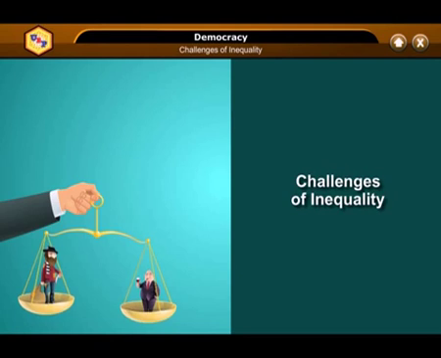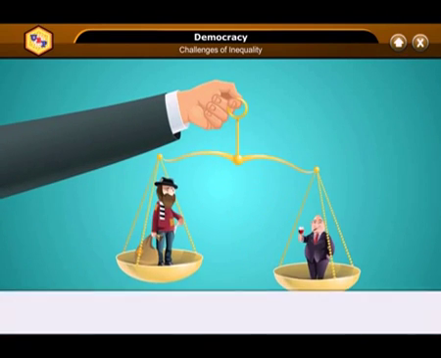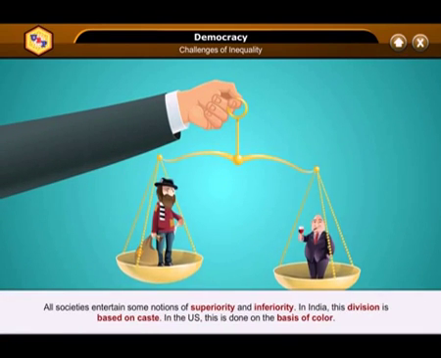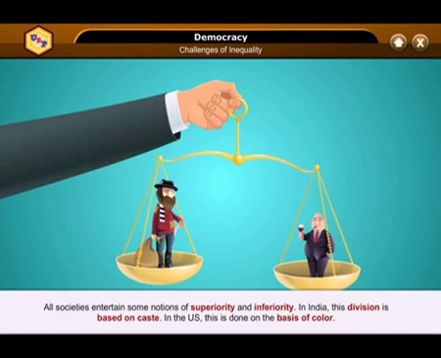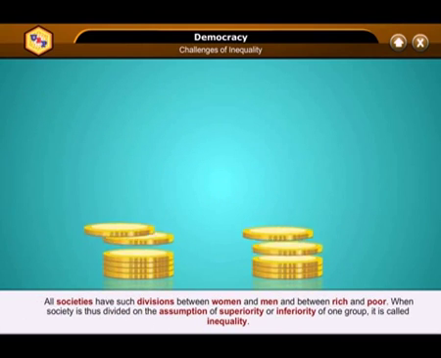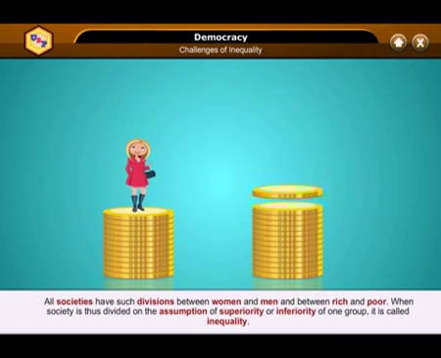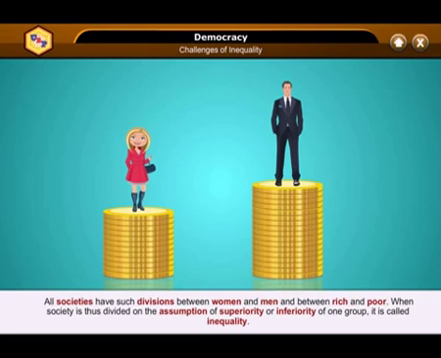Challenges of inequality. All societies entertain some notions of superiority and inferiority. In India, this division is based on caste. In the US, this is done on the basis of color. All societies have such divisions between women and men, between rich and poor. When society is thus divided on the assumption of superiority or inferiority of one group, it is called inequality.